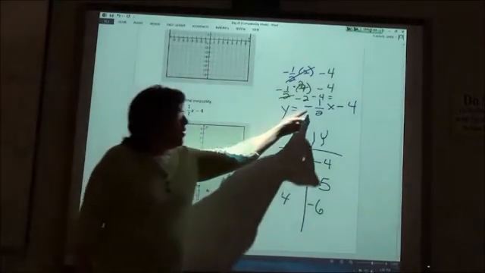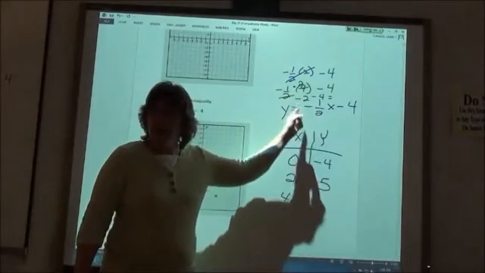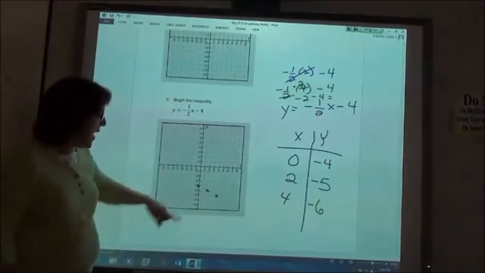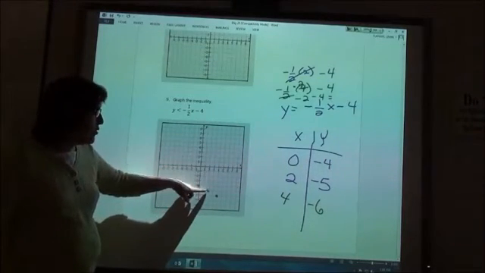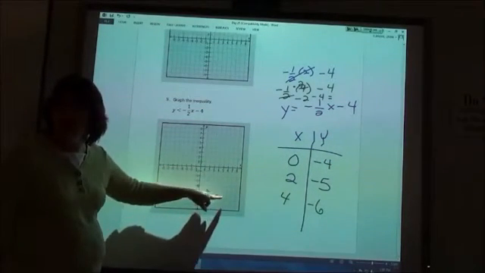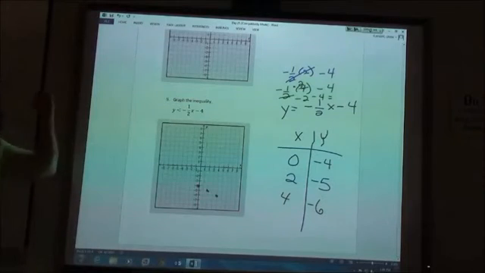Our slope here was -1/2, right? The number in front of the x was -1/2. Means to get from one point to the next, I go down 1 and 2 to the right. Down 1 and 2 to the right. Right? Change in y over the change in x.